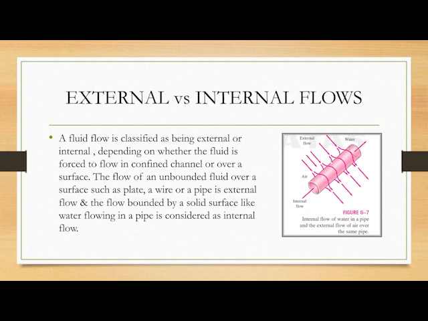As you could see in the image, we can observe both the external and internal flows. Here the air is passing across the duct, which is an example of external flow, and here is the internal flow where the water is passing through inside the duct. So this image shows us both the external and internal flows over the same pipe.